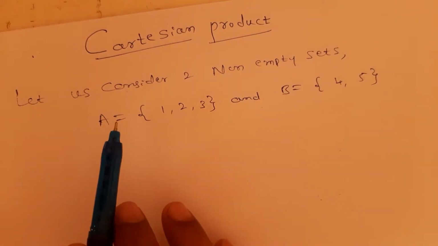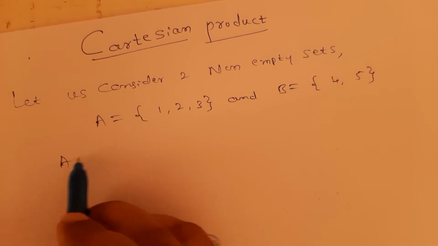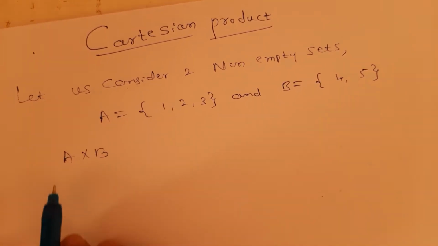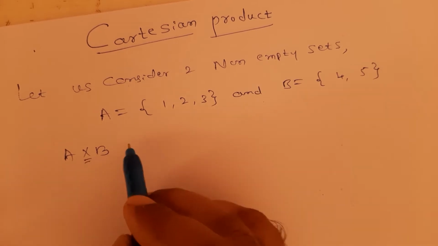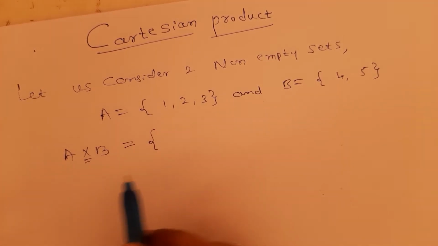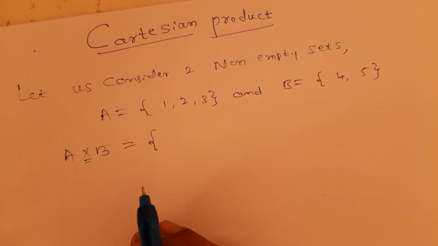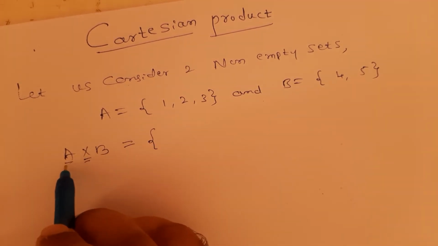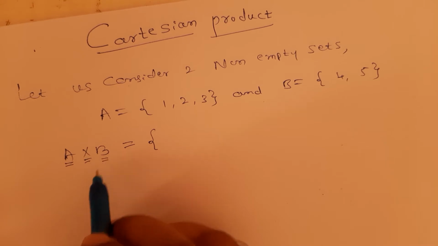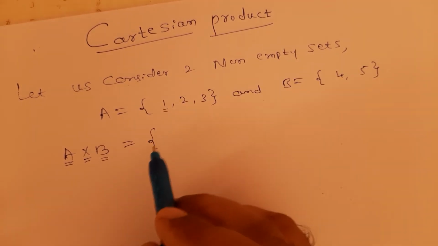So I am defining Cartesian product from set A to set B. It is written as A cross B, and it is read as A cross B. First, let us see how we can write this through this example, then I will tell the definition. A cross B: we are considering A as the first set and B as the second set.